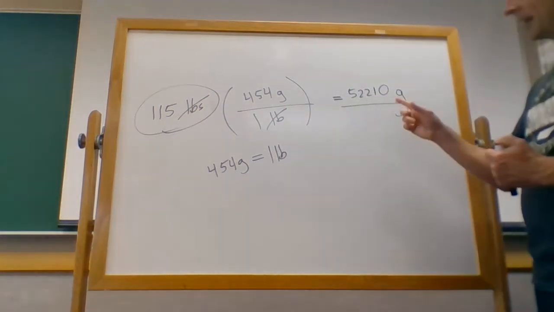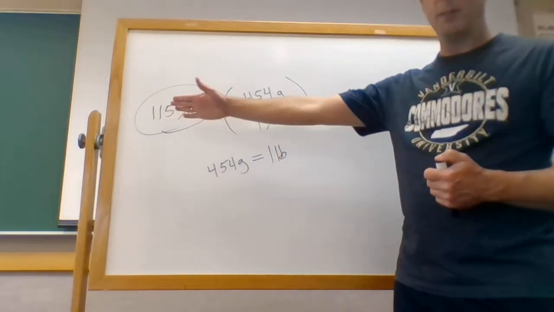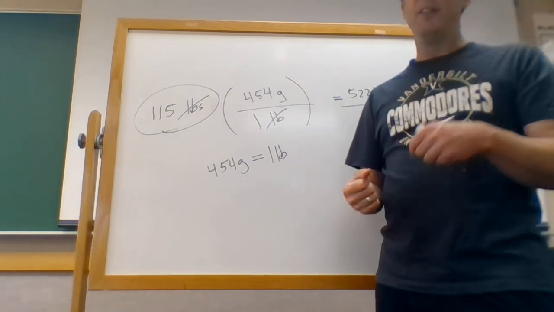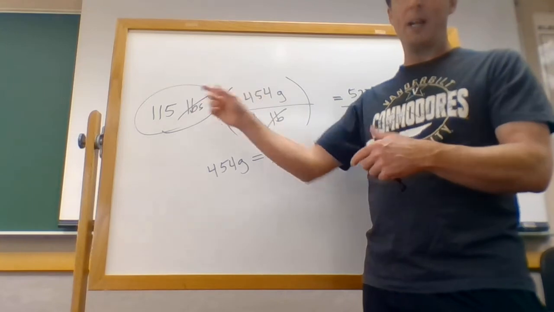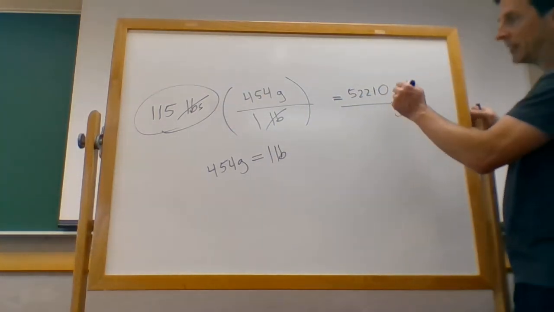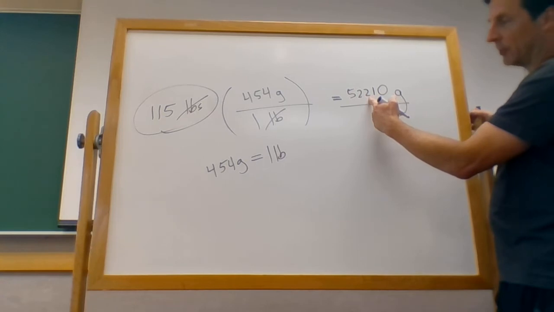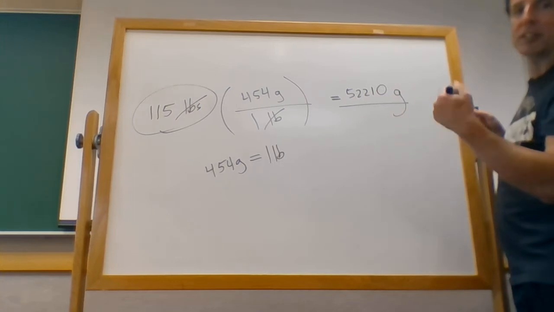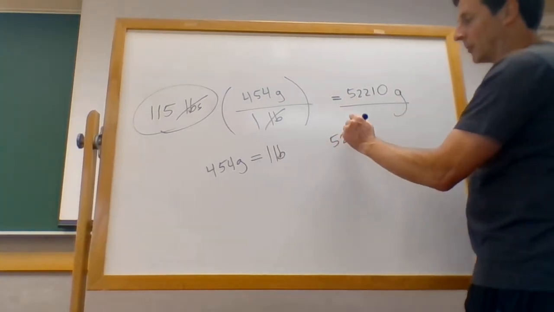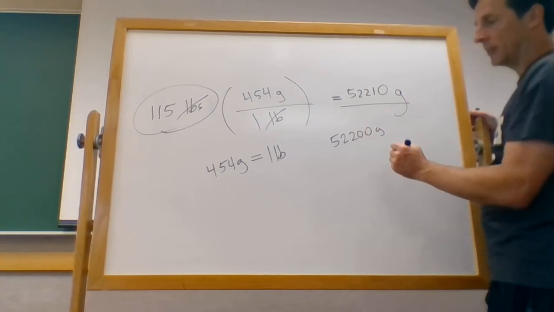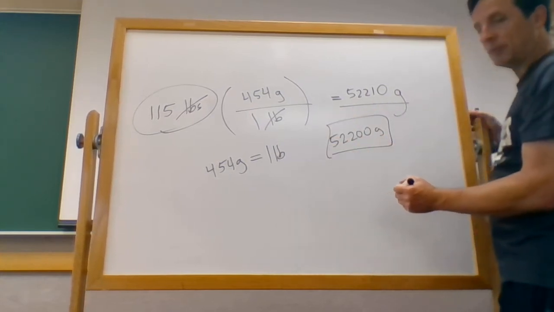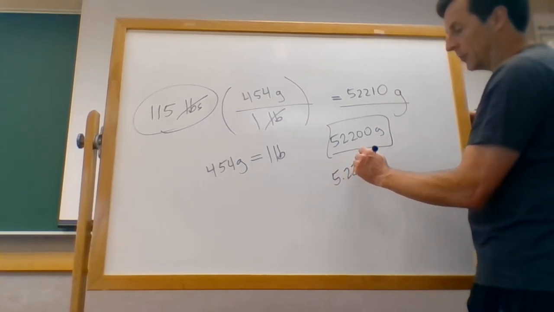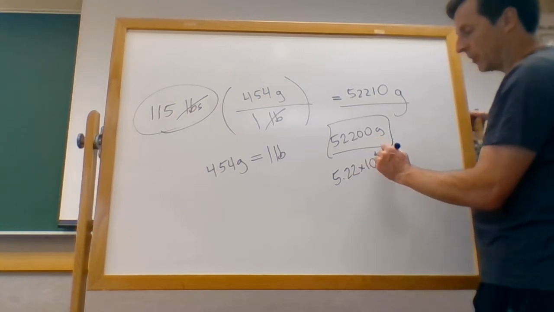So this answer, I should round to 3 sig figs, because the math I did was multiplying and dividing. For multiplying and dividing, I go with the number that has the fewest sig figs. The only number they gave me was the 115, so that's the one I have to go by. So 3 sig figs here. I'm going to keep the 5, the 2, and the 2. The 1 is going to get rounded off, so basically that 2 is in the hundreds position. So I'm going to round this number to the nearest 100. It's going to end up being 52,200 grams. That is the right answer. Or if you prefer, you can put it in scientific notation and say 5.22 times 10 to the 4th grams.